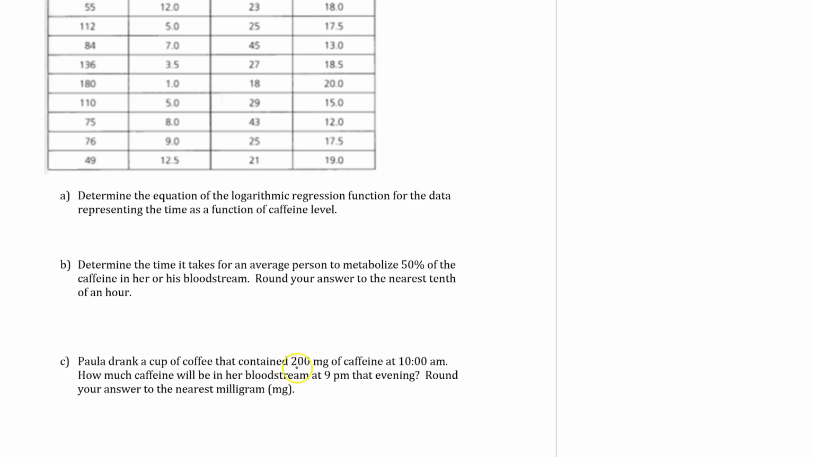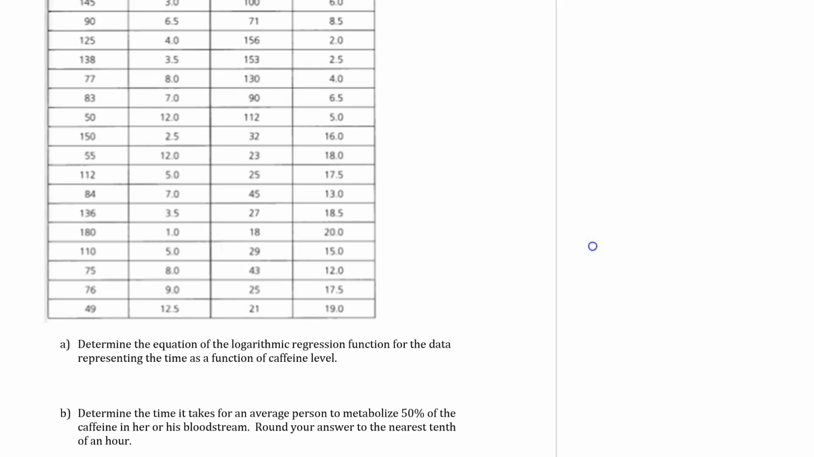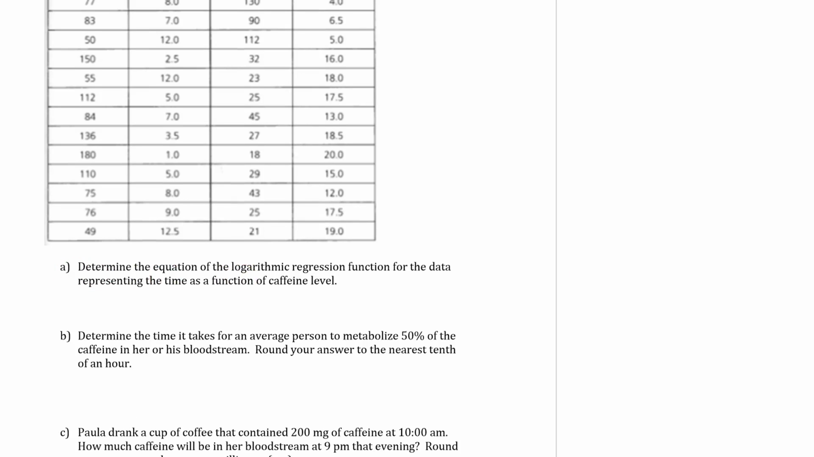Paula drank a cup of coffee that contained 200 milligrams of caffeine at 10 a.m. How much caffeine will be in her bloodstream at 9 p.m. that evening? Round your answer to the nearest milligram, or mg. So let's just take a look at the units here. So milligrams is what our x's are in, and hours in times. Cool. So we're going to do this first.